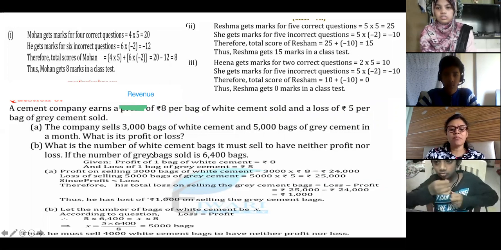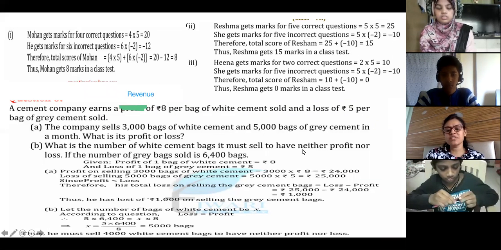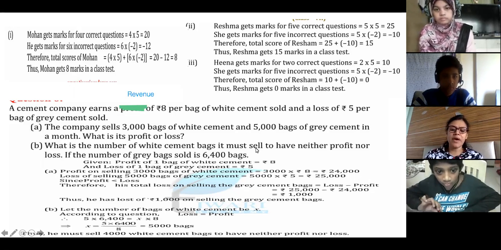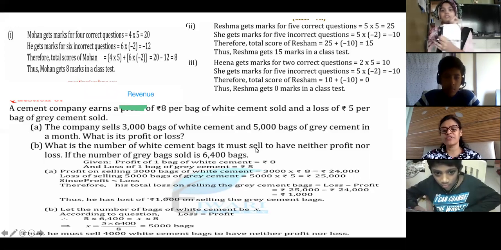Now, what is the number of white cement bags it must sell to have neither profit nor loss if the number of gray bags sold is 6,400 bags?